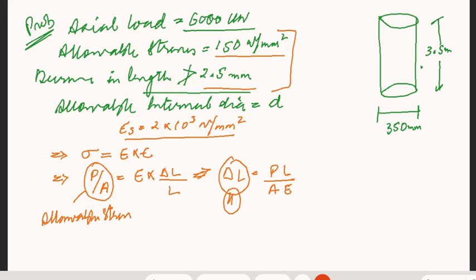So we can write this equation simply as change in length equals P by A, which is your stress, multiplied by total length divided by modulus of elasticity. Then we have the value of change in length. How much is that? 2.5 mm is the change in length, equal to allowable stress, 150, multiplied by the length. How much is your length?